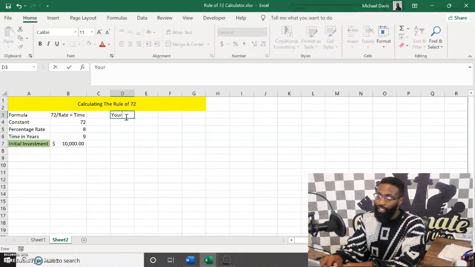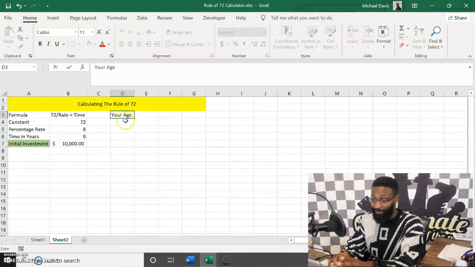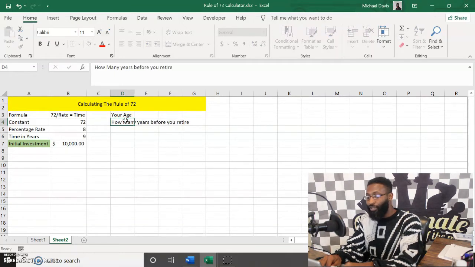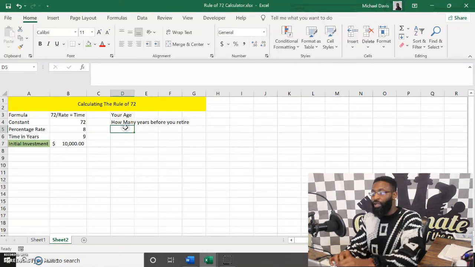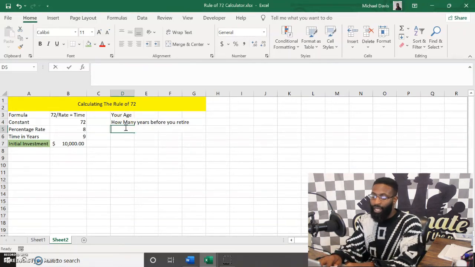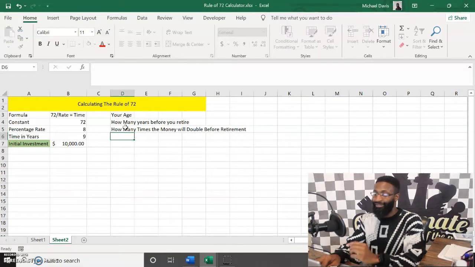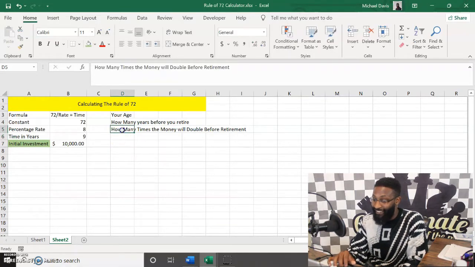So look, let's put your age. You ain't got to tell me, you know what I'm saying? Just for the bucket. And how many years before you retire? Because that's also going to be a very important topic here. And how many times the money will double before retirement. I like that one right there. That's nice, isn't it?